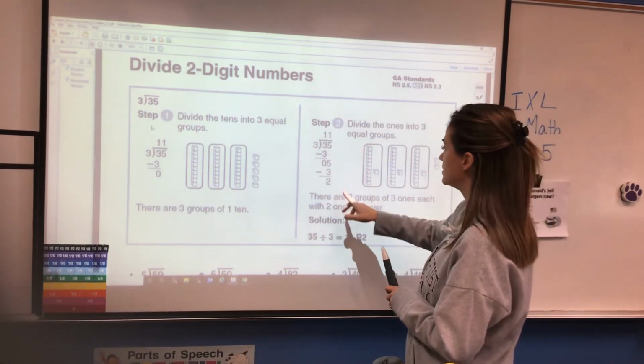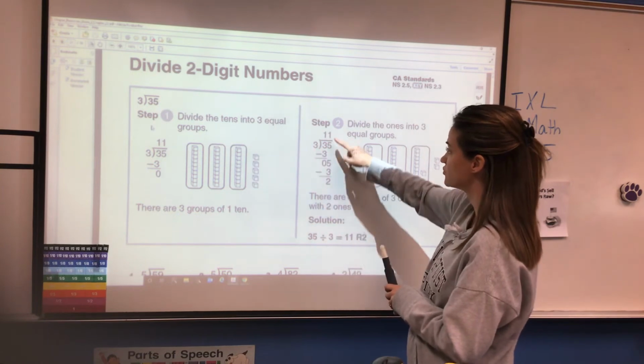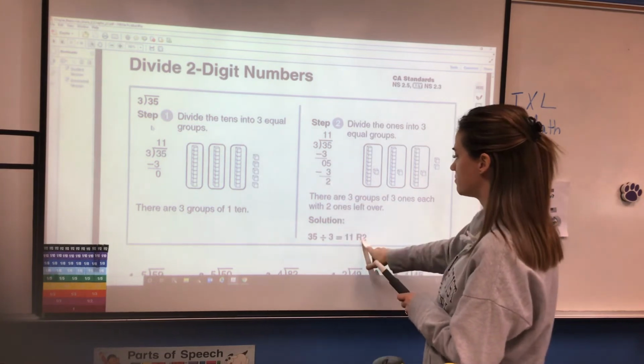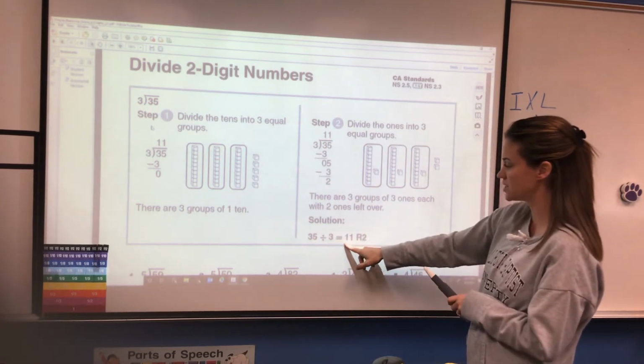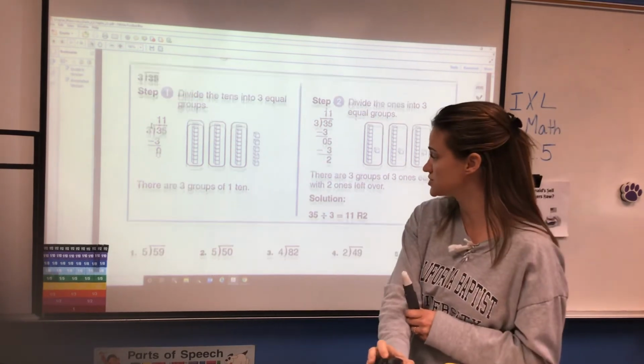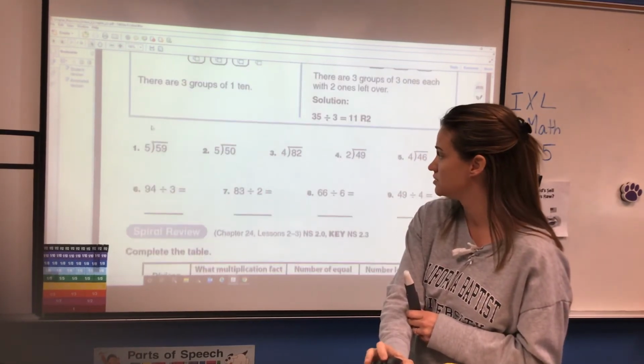And you see how many times 3 can be divided into 5, which again is 1. 1 times 3 is 3. And then you'd have your remainder of 2. So 35 divided by 3 is 11 with a remainder of 2. So let's go ahead and look at some of the problems.